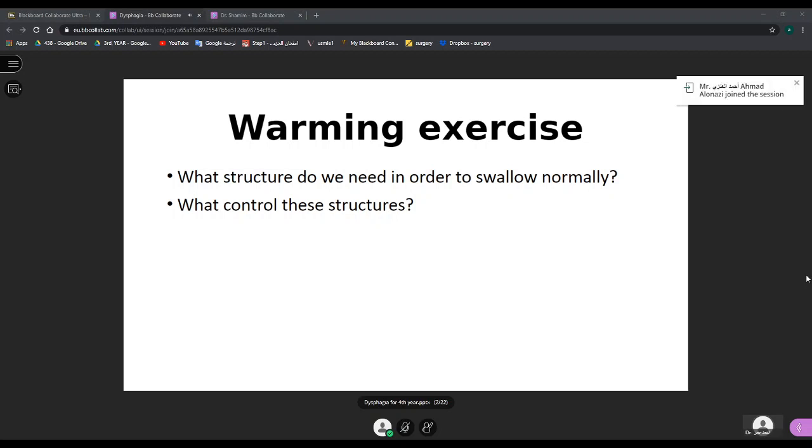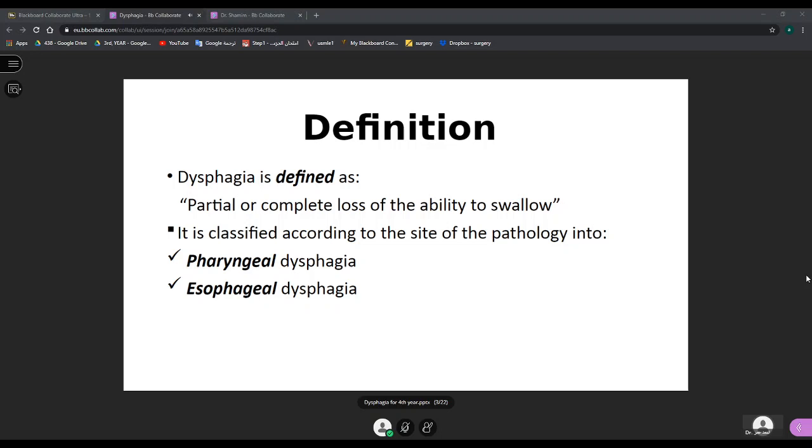Okay, I have another question for you, but I will leave it for later, which will be about peristalsis, the second most important basic concept behind dysphagia. So what is dysphagia? If we consider the definition, basically dysphagia is difficulty in swallowing. If you want to define it in more detail, we usually say it is a partial or complete loss of the ability to swallow.